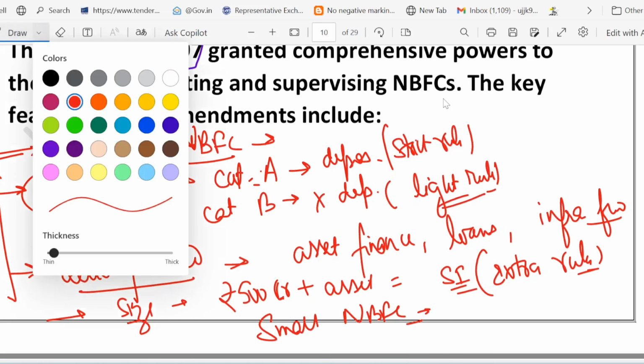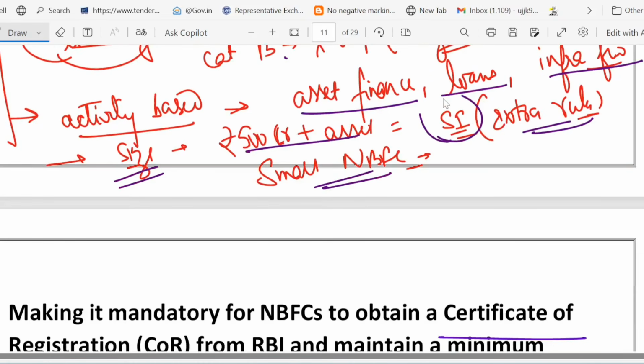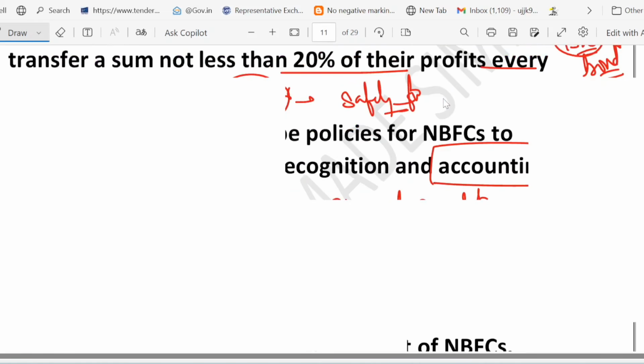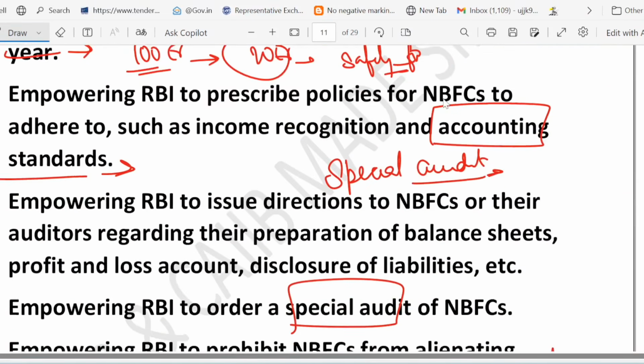Then we talked about classification of NBFC on the basis of activity. So asset finance company, loan company, infrastructure finance company, right? These are the three classifications of NBFC based on activity. On the basis of size, I talked about NBFCs with 500 crore plus assets, which are called systemically important NBFCs, and they have extra rules, and there are small NBFCs. So these are the classifications of NBFC on the basis of their size, their liability, and their activity.